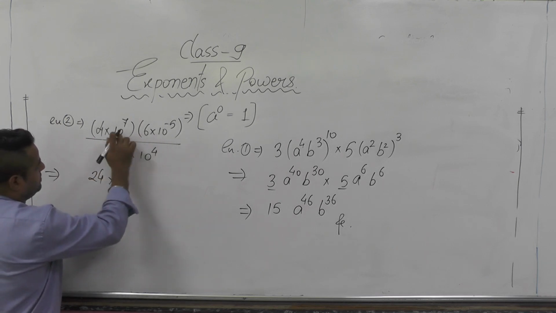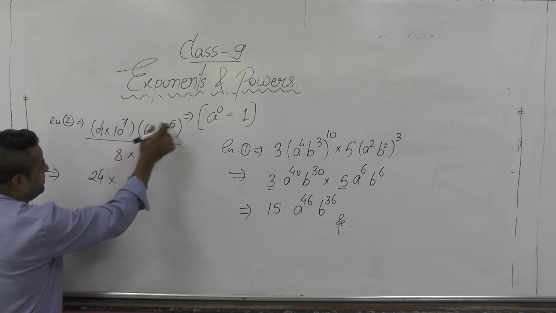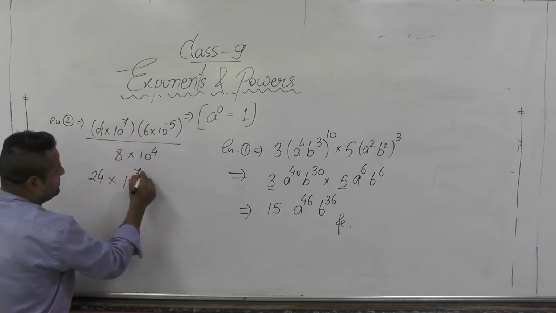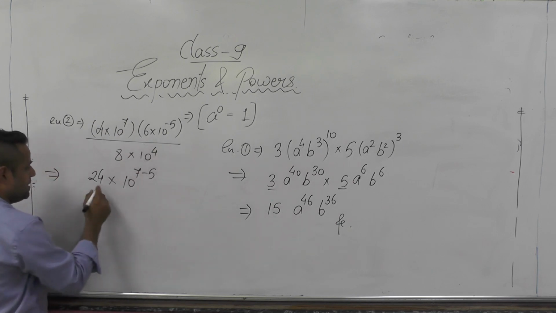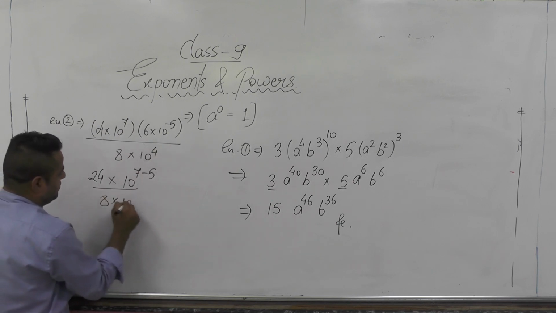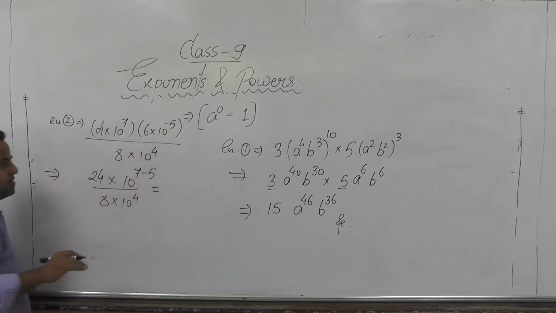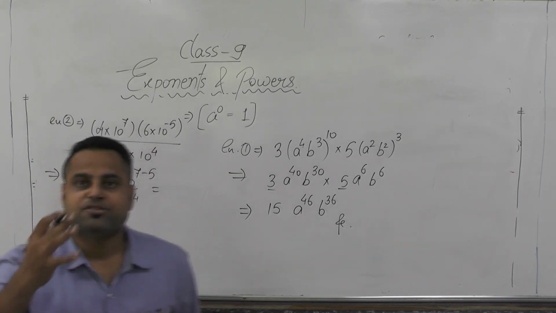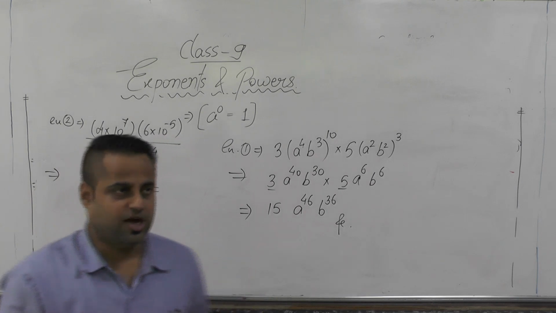Here 10 has the common base, the same base, so the powers are added. So 7 plus minus 5, that means minus 5... 2, upon 8 into 10 raised power 4. Don't try to conclude all things in one step. It's difficult to do that.